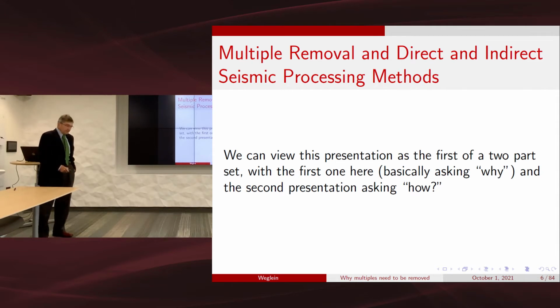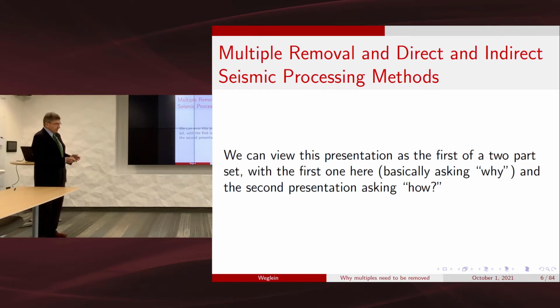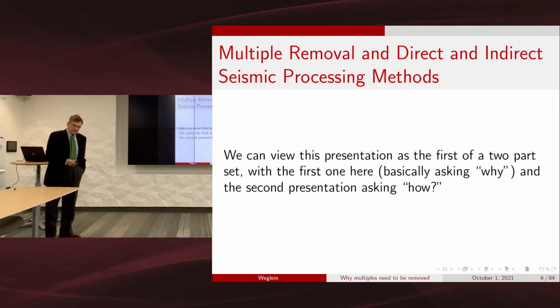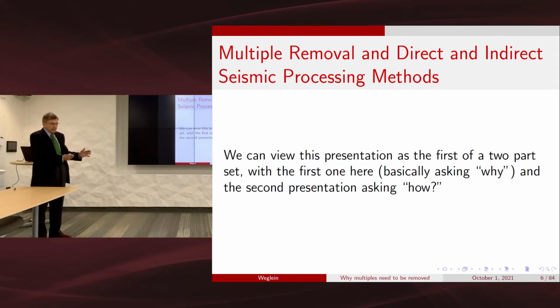So again, we can view this presentation as a two-part, part one of a two-part set. This part is, why do you need to remove multiples? What exactly is the issue? And the second is, okay, assuming that this first presentation convinces you of the essential nature and heightened priority of removing multiples, then what is our current state of multiple removal? How have multiple removal methods evolved? What's the current toolbox of capability, and what are open issues yet to be addressed?